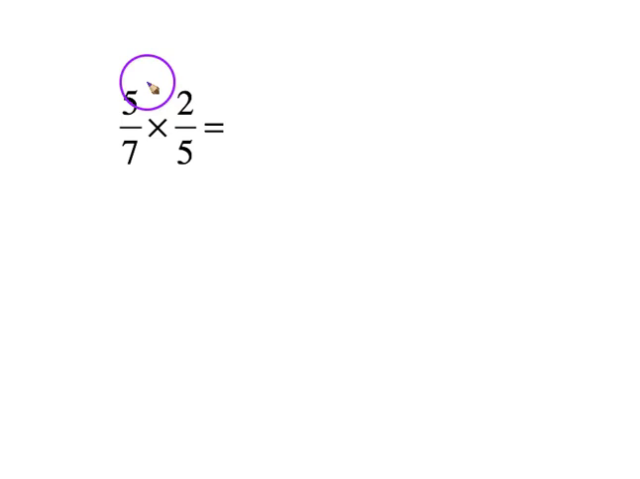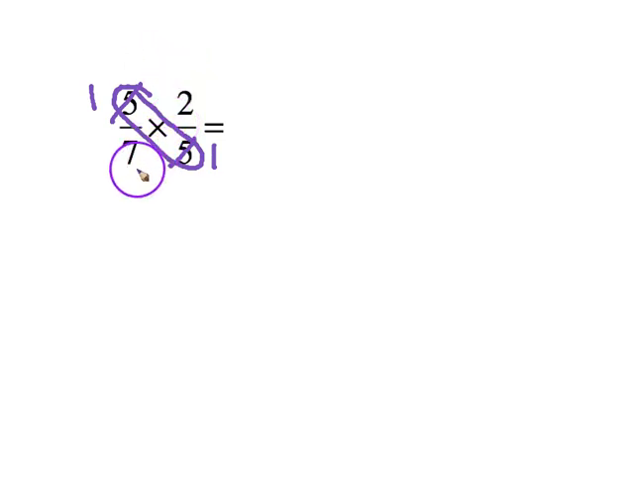So for example, do 5 and 5 have anything in common? The answer is yes, they both have a 5 in common. So I'm going to reduce both of them by 5. 5 divided by 5 becomes a 1. 5 divided by 5 becomes a 1. So now these are no longer 5s, they become 1.